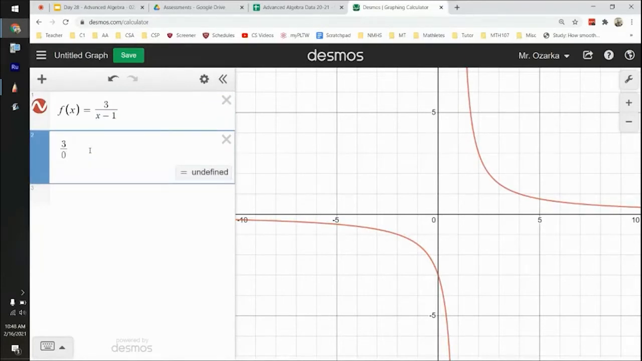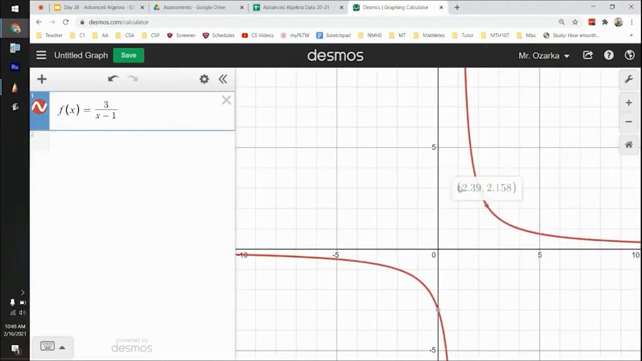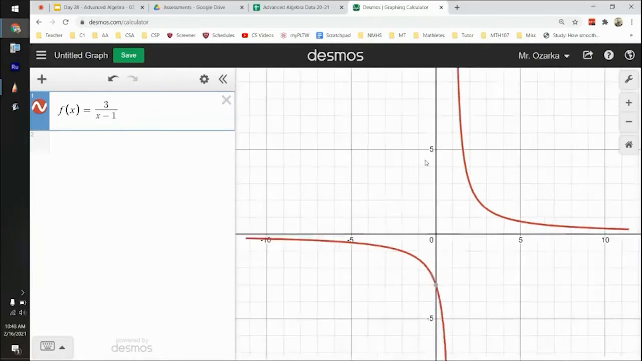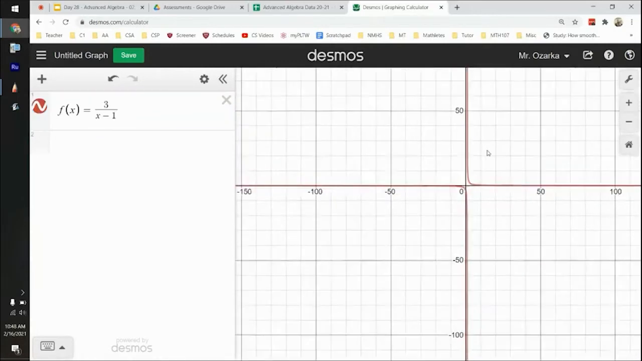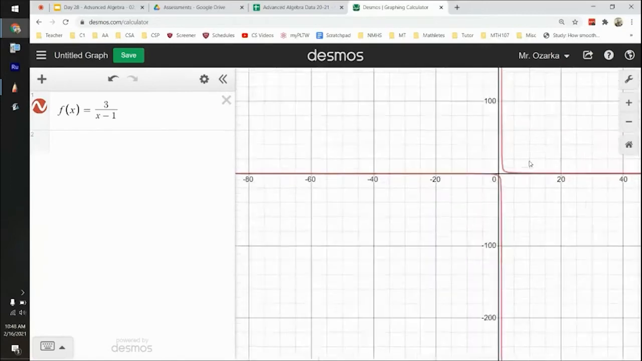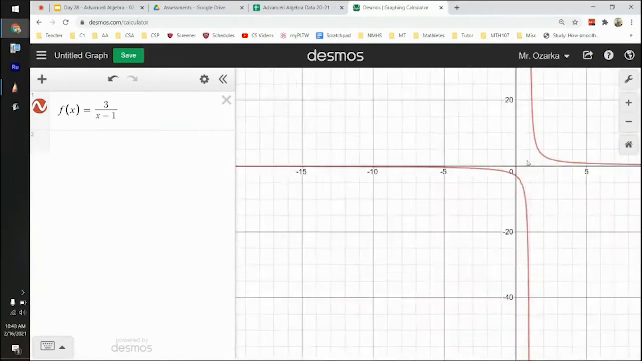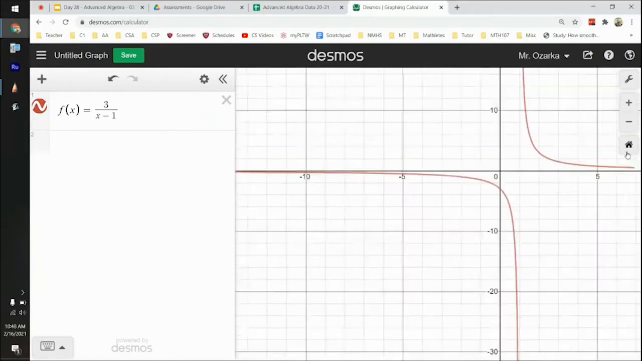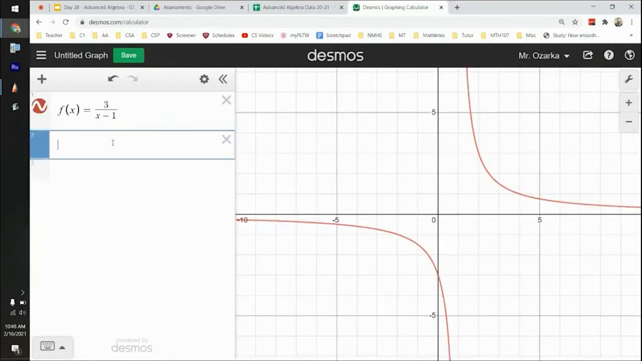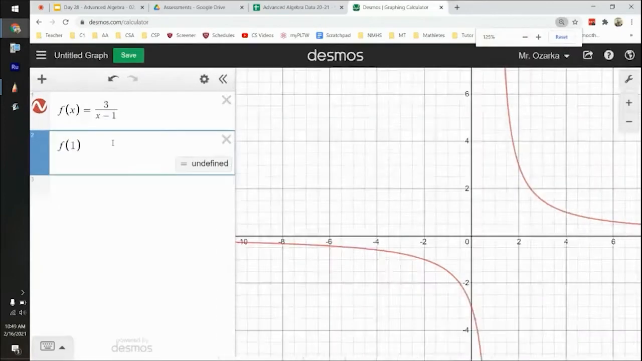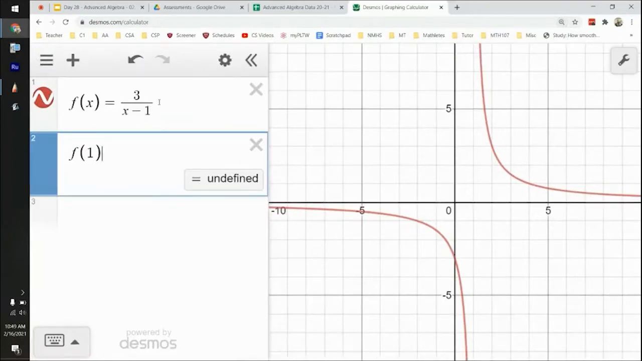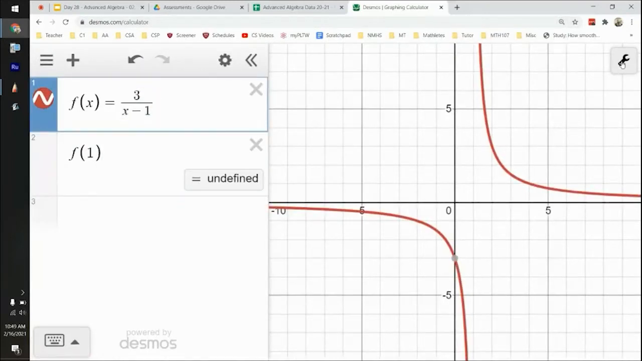But if you actually tried to graph it, you'll see that it goes to either positive infinity all the way up here forever, or negative infinity all the way down here. That's how you know it's an asymptote. If I zoom out, you'll see it goes up and down forever. Positive and negative infinity. That's the whole basis of what an asymptote is. It's what happens when you divide by 0. So if I did f of 1, it's going to say undefined because I'm plugging in 1 to this equation. It's 3 over 0.